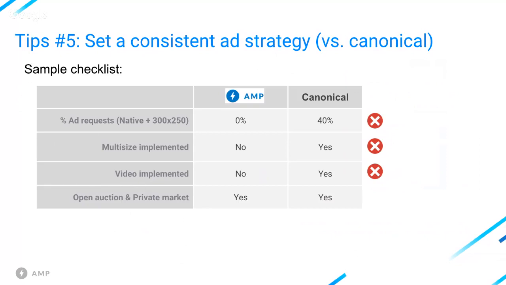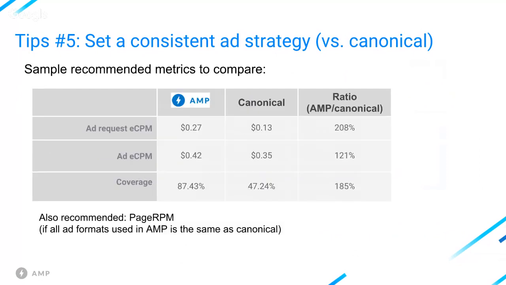That sounds familiar, right? So when we dived deep, it turned out that there was a demand parity issue. There's an inconsistency of demand between Canonical and AMP. They don't compete native and 300 times 250 on AMP while they do that in Canonical. They don't implement multi-size. They don't implement video. So of course, this demand parity is the culprit for lower RPM. Remember, the higher the demand, the higher the yield. So start by implementing the same pricing strategy as your Canonical side and then optimize from there.